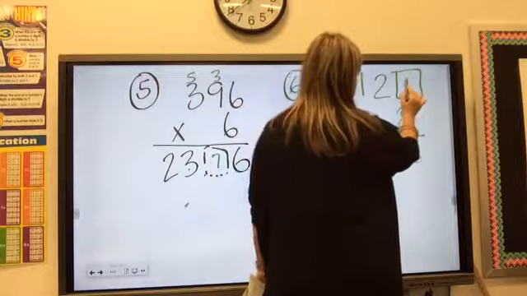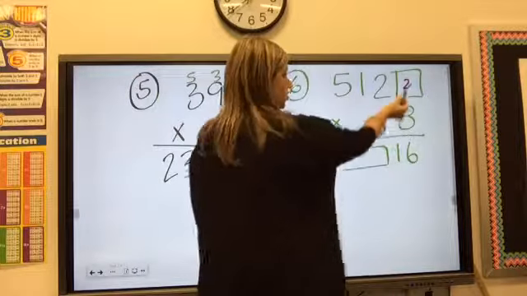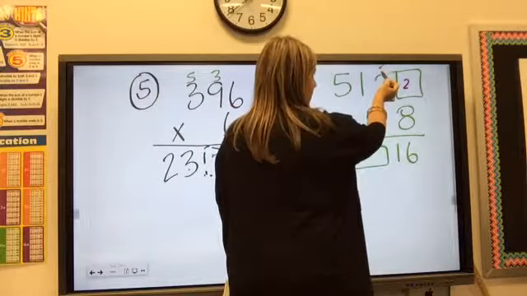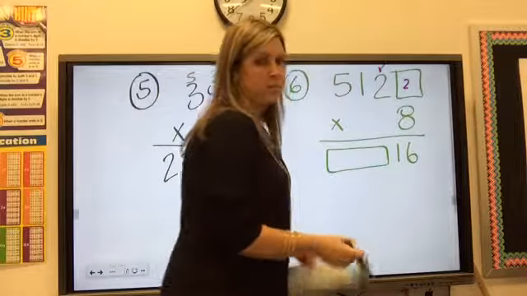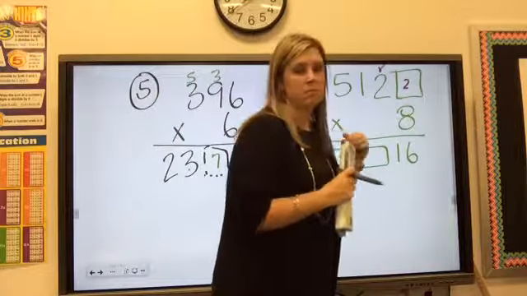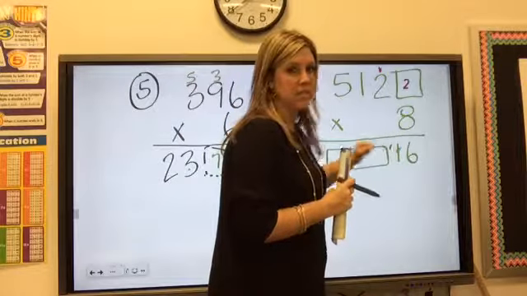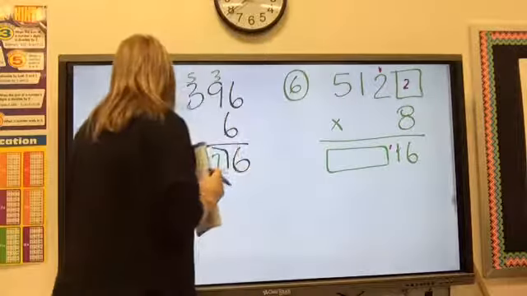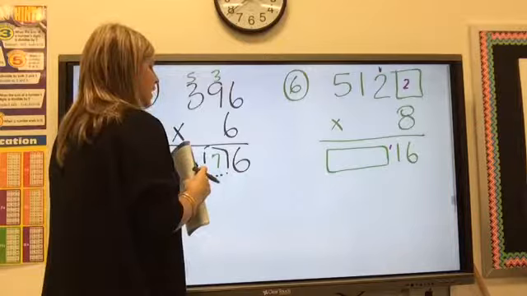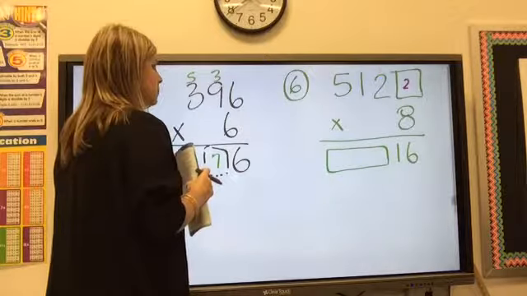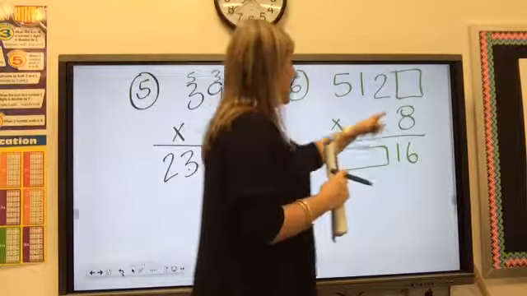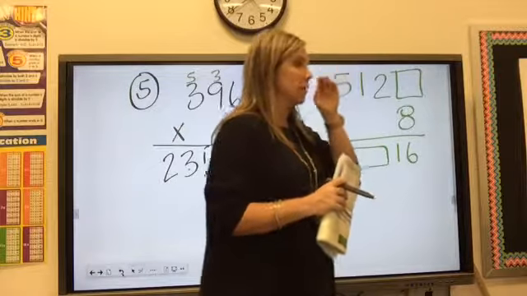Okay, so if I were to try it, I would say 2, right? 2 times 8 is 16, carry my 1. Right? So what's 8 times 2 again? 16 plus 1 is 17. That's not 17. So that's definitely not correct. So now I got to think to myself, what else? Well, 8 times 2 is 16.